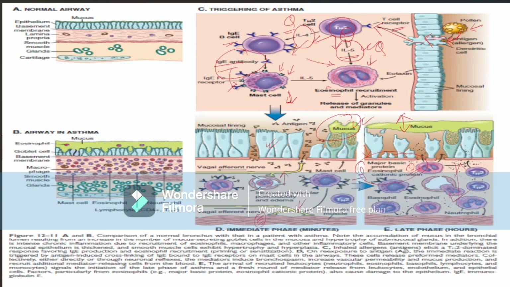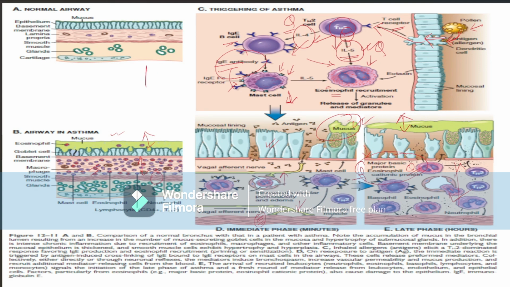If we cut the bronchus of any asthma patient, we find a huge amount of mucus layer, the submucosa is thickened, the muscle is hypertrophied, and there is a huge amount of eosinophils and macrophages, and the goblet cells have proliferated more and more. So this is the main pathology of asthma.